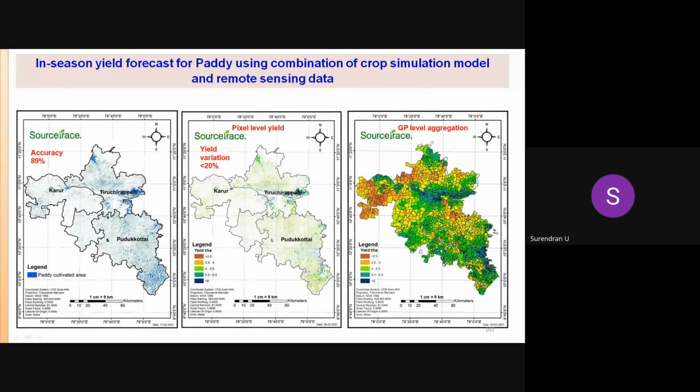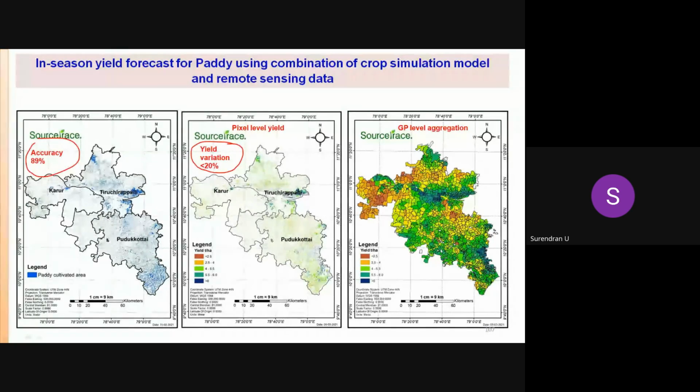So what we did is, based on this, we have predicted the yield. First one is area mapping. This is what we have done here. You can see that accuracy was around 89%. The yield variation was around... it is a very good one. If you look at the overall regional level prediction, we got up to 80% prediction, and then it has been aggregated to the Grama Panchayat level.